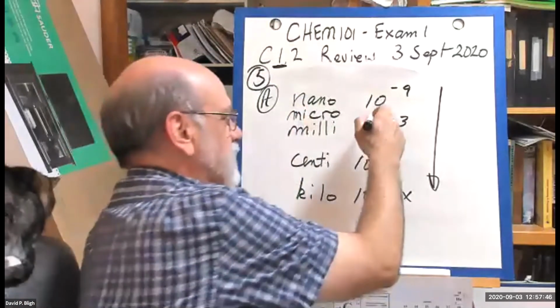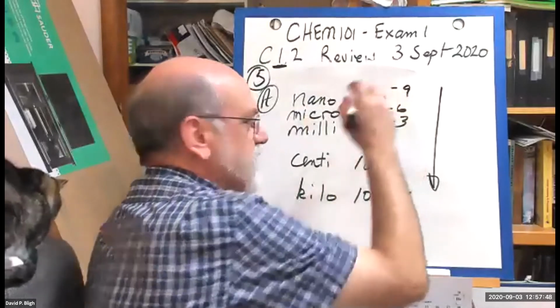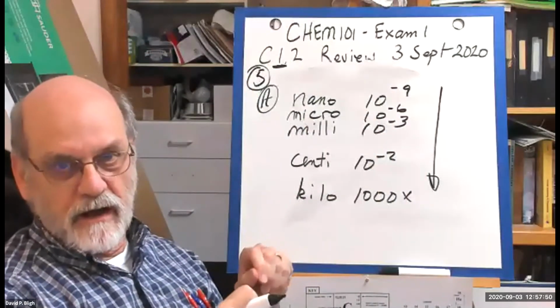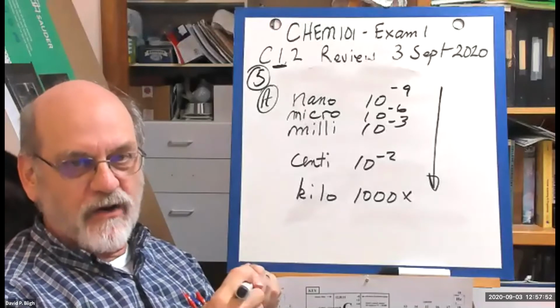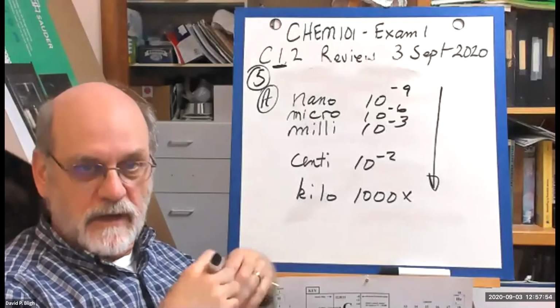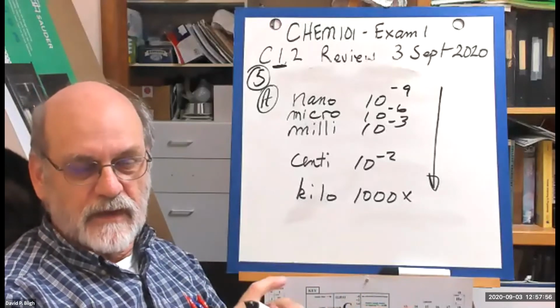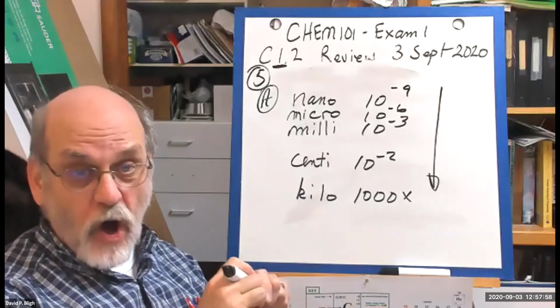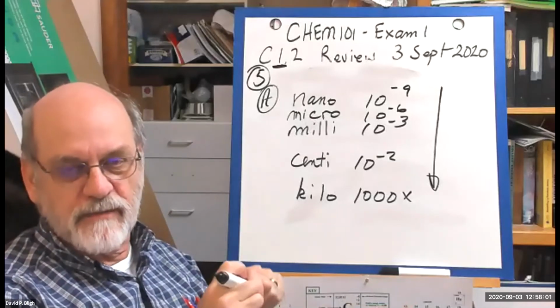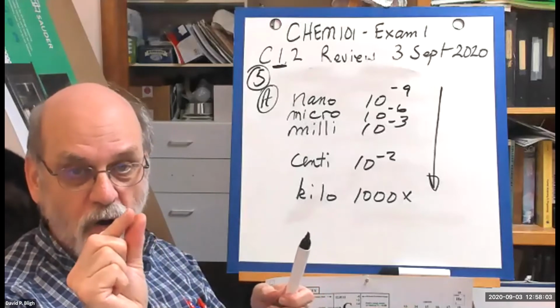Micro is 10 to the minus 6th, or 1/1,000,000th of. So a micrometer is 1/1,000,000th of a meter. In fact, we have devices called micrometers because they measure in very, very small increments.